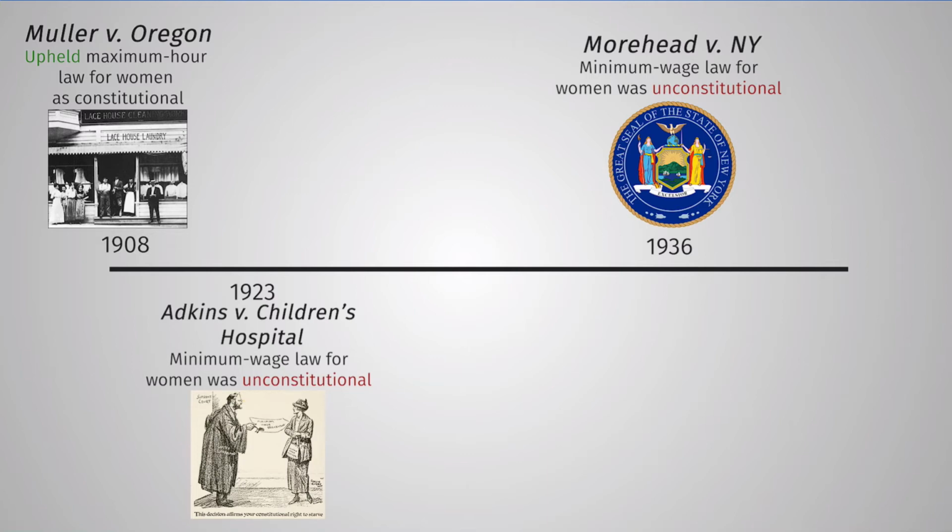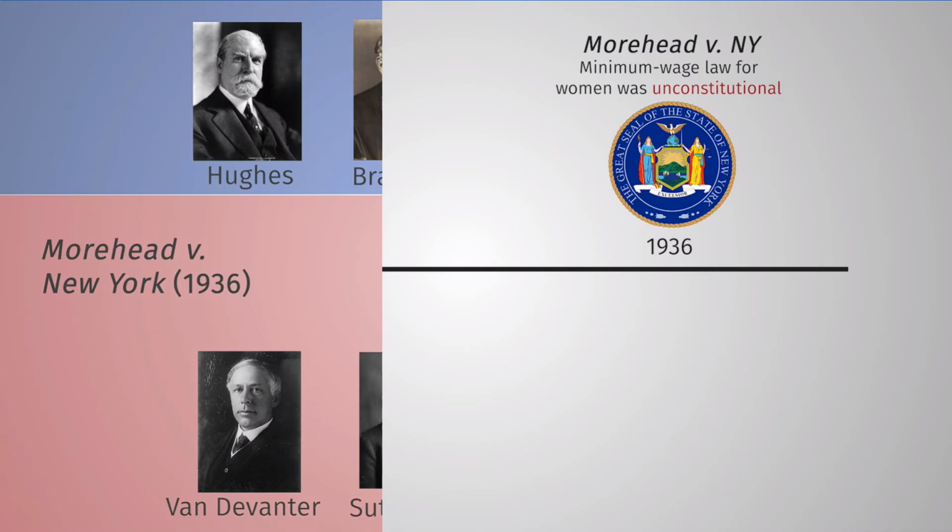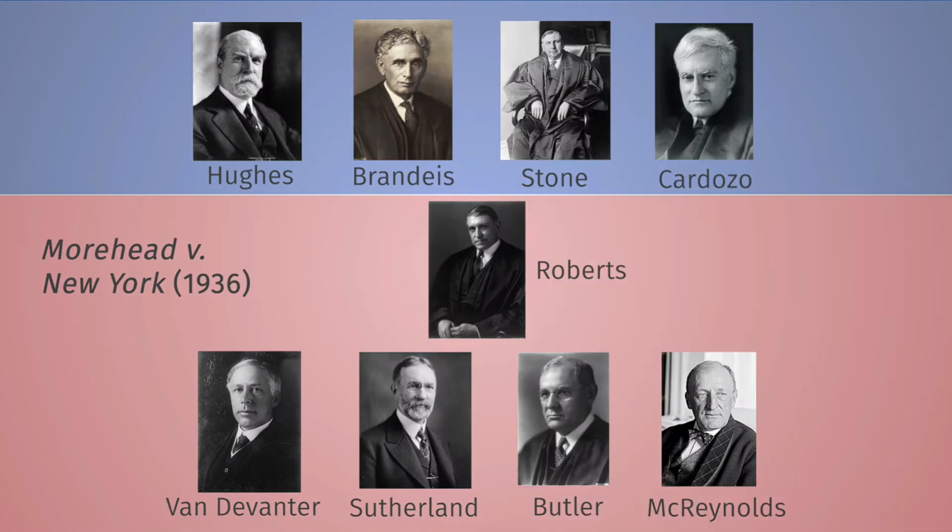And 13 years later, in Morehead v. New York in 1936, the court reaffirmed Adkins. In this 5-4 decision, they found that the New York minimum wage law for women was unconstitutional. Now, in this case, Justice Roberts joined with the Four Horsemen. Critically, however, in Morehead, the court was not asked to overrule Adkins.